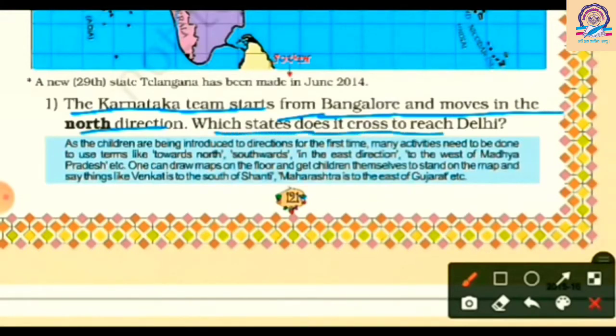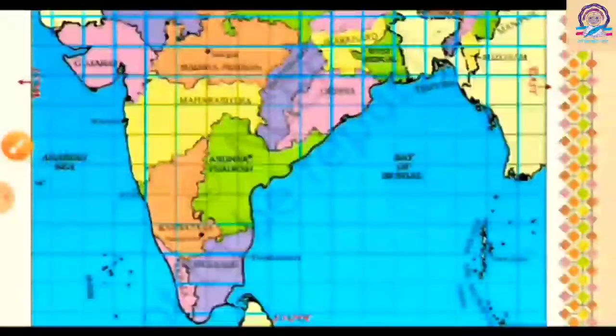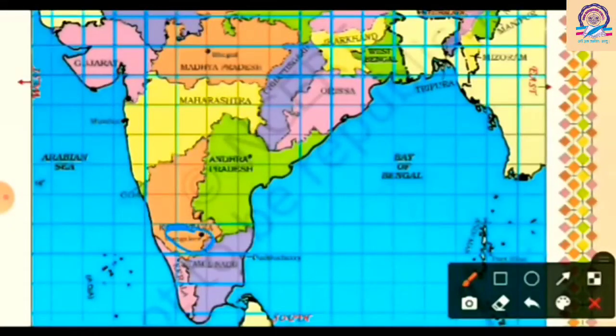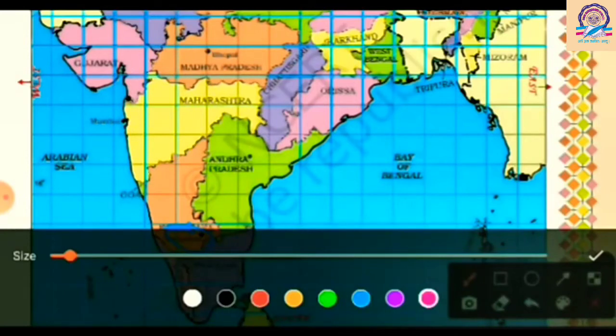Which state does it cross to reach Delhi? So the Karnataka team starts from Bangalore and moves in the north direction. Let's understand with the help of the map. Here, as you can see, Bangalore. So the team starts from Bangalore and moves in the north direction. So what is the north direction?